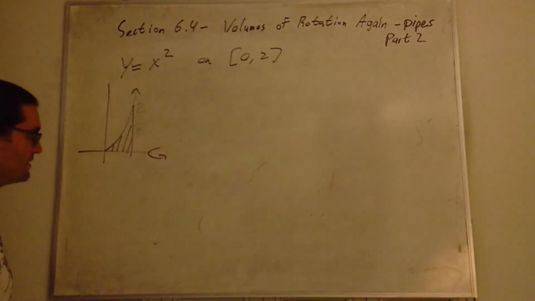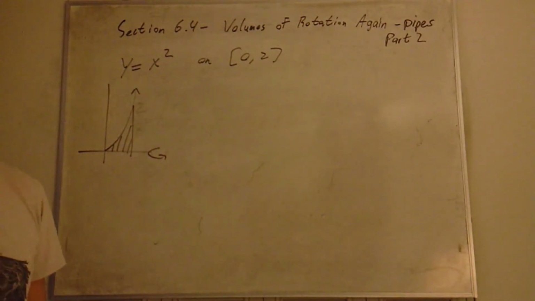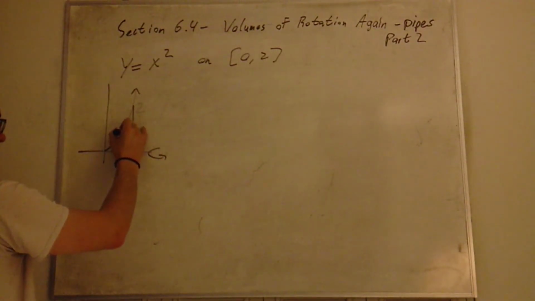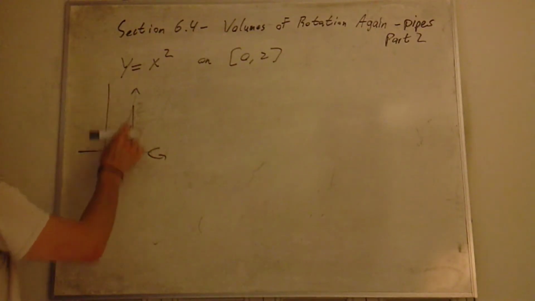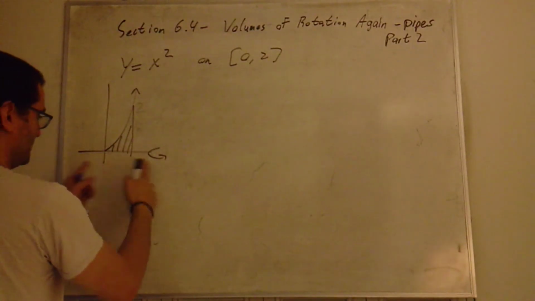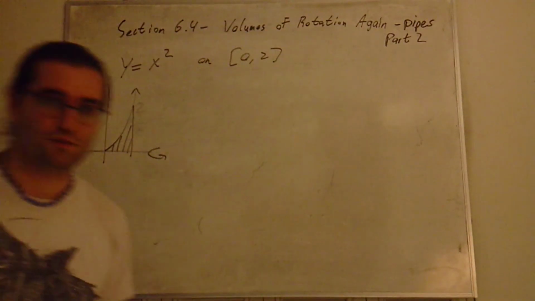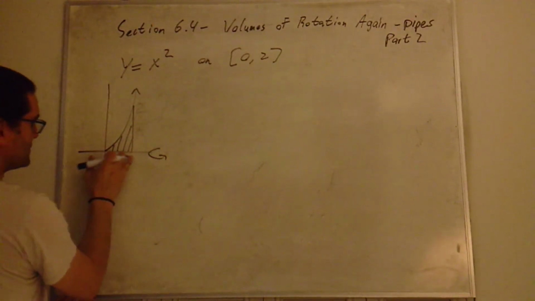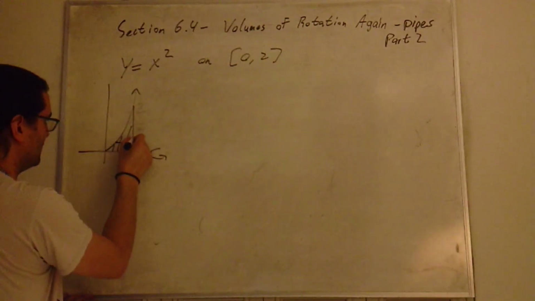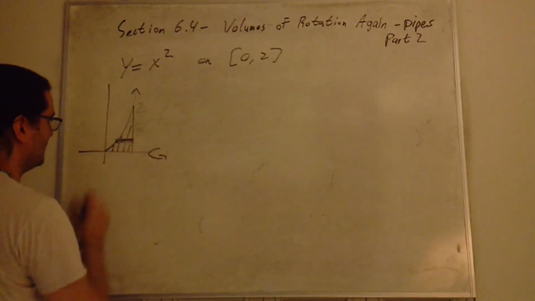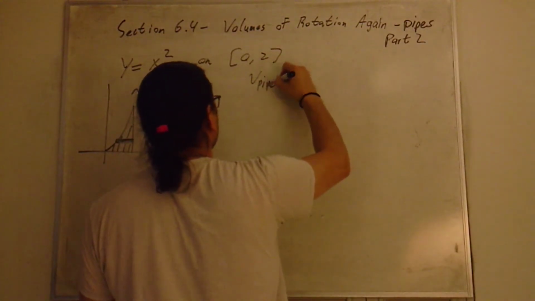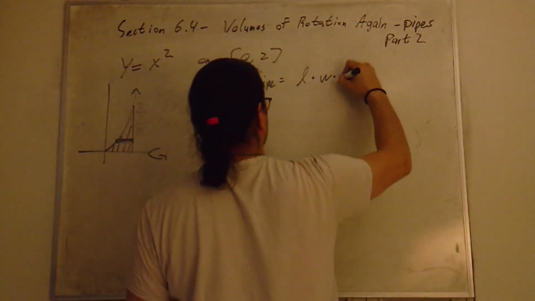This is a problem that I think we did earlier with disks. This problem is very easy with disks. You could cut this thing vertically to make nice disks. You would go on x from 0 to 2. I want to do this one with pipes so that we can see what that looks like. If we're doing this problem with pipes, we want to slice it horizontally. The volume of the pipe is still going to be length times width times height.